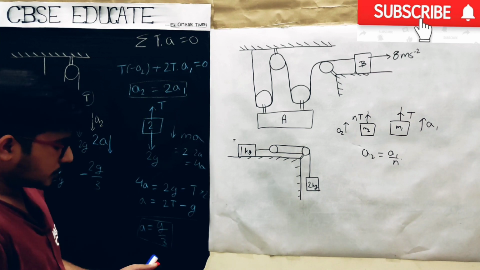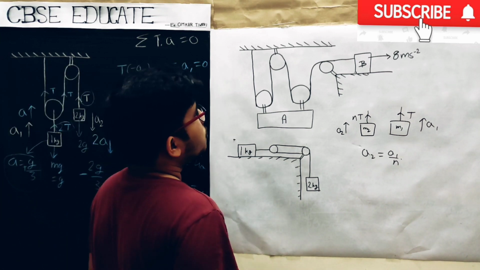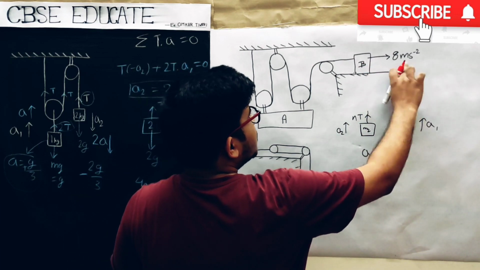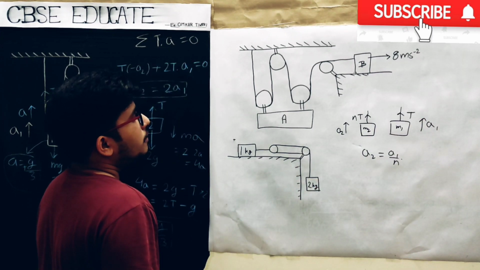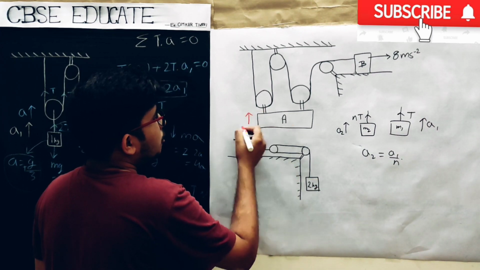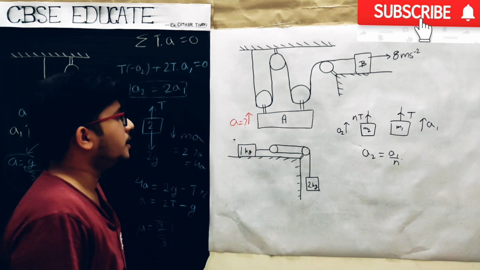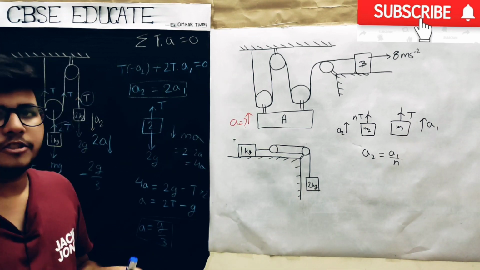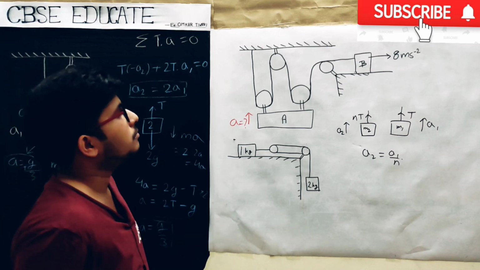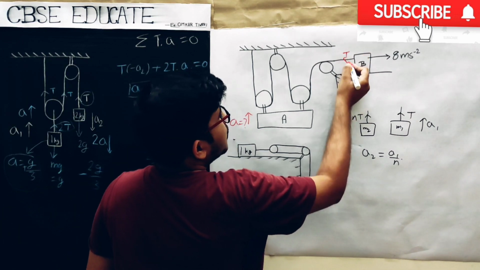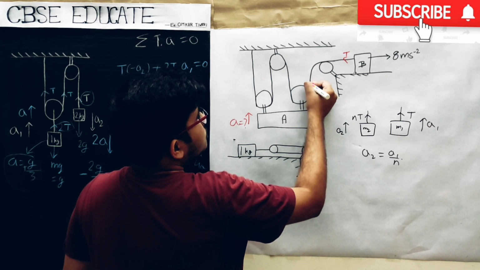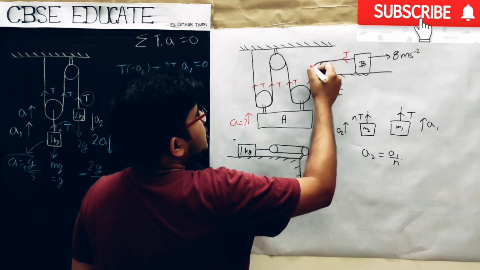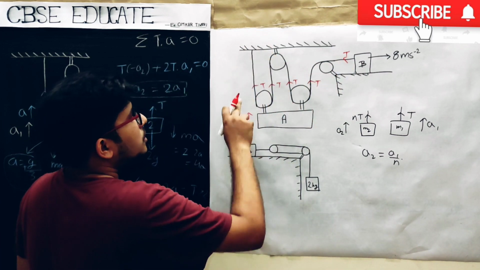Take an example over here. This question is saying that this body B is moving in the right direction with 8 meter per second square. So you have to find the acceleration for this body A, which is moving in the upward direction. Now all you have to do is distribute the tension in the whole system. So this is T. The string is the same, so this is also T, this is also T, this is also T, this is also T. So the tension is T.